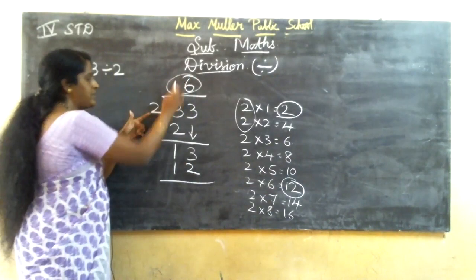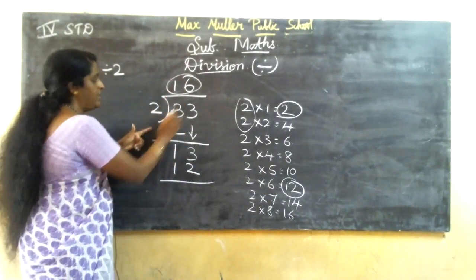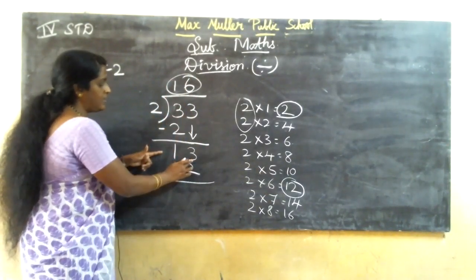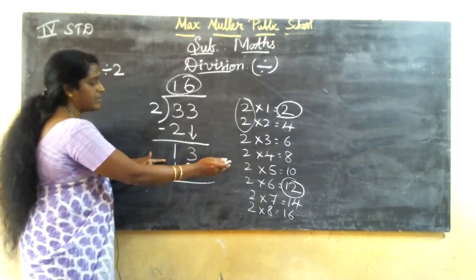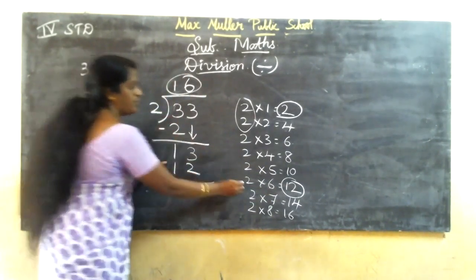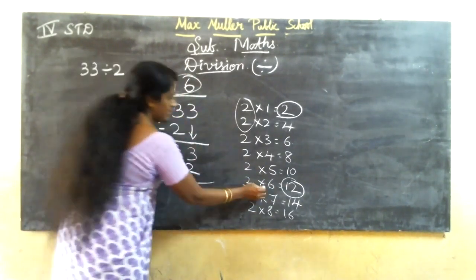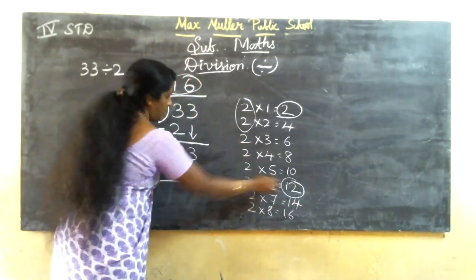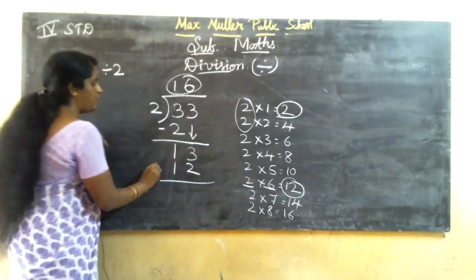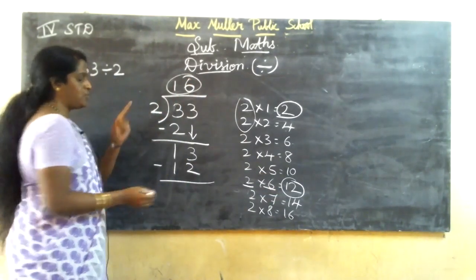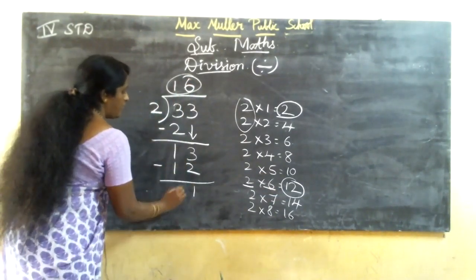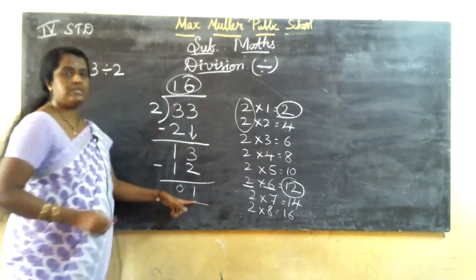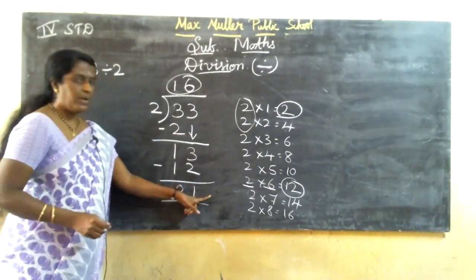No. 2 ones are 2. This table, see. Minus 1, brought down 3. So nearest 13 is 12. 2 it is here only 6. 2 6 are, see, 2 6 are answer 12. So I should do minus. 3 minus 2, 1. This 1 minus 1, 0. So this is remainder. So this is remainder.